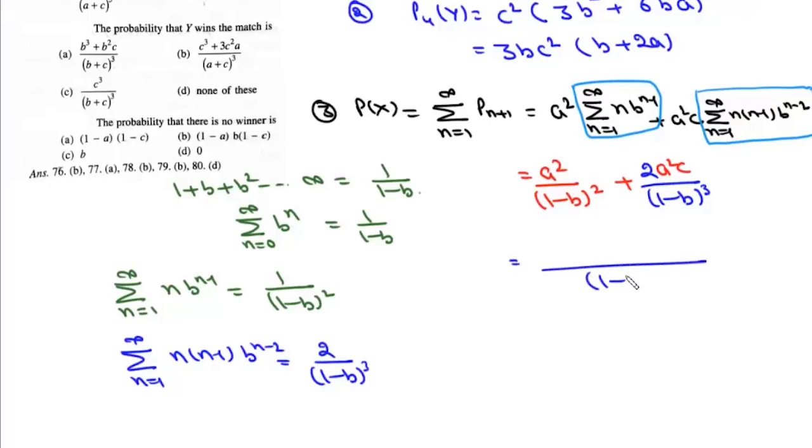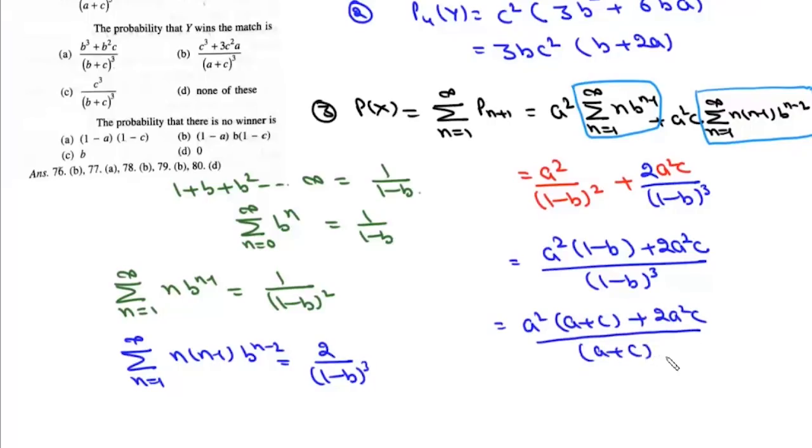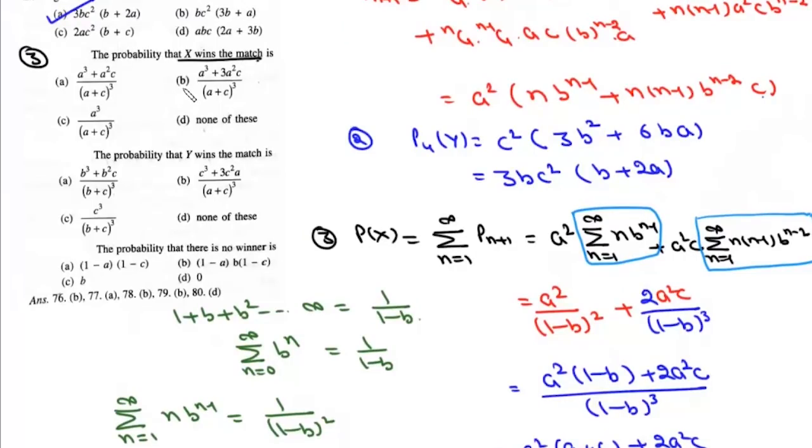Let me simplify this. We can write this as 1 minus b cube, and then it will be a square into 1 minus b plus 2 into a square c. Now 1 minus b is actually a plus c, so we can write this as a square into a plus c plus 2a square c, and here it will be this a plus c whole cube. Now we can take a square common, so it will be a square, and then it will be a plus 3c upon a plus c whole cube, which is your option B.